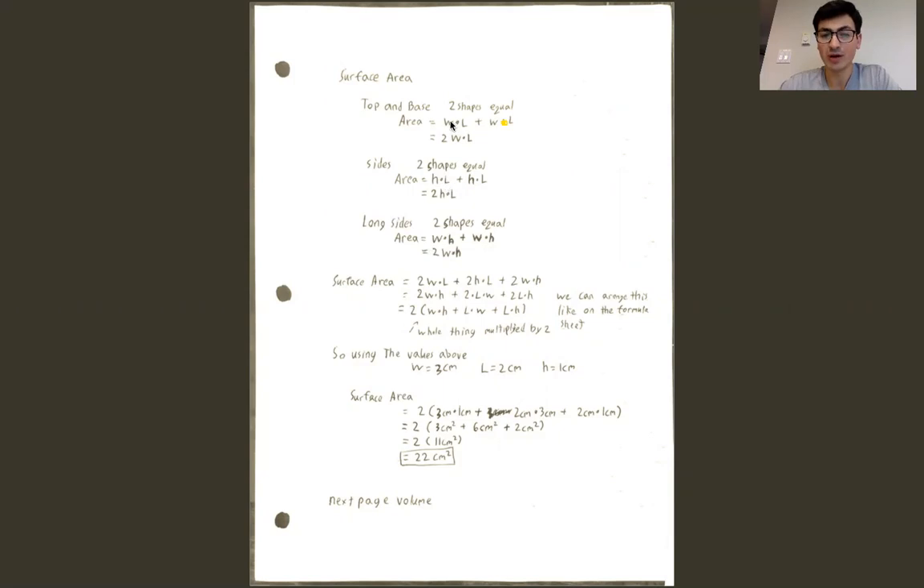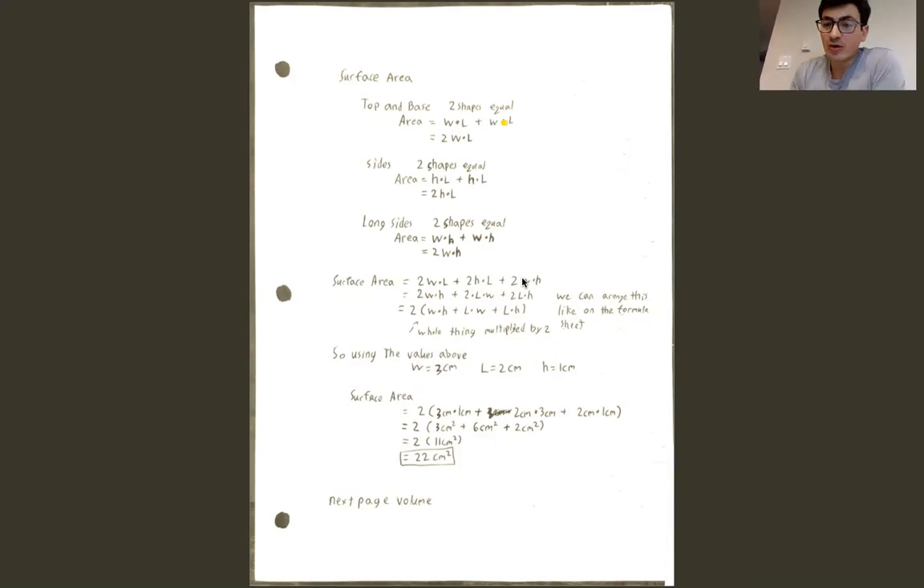So our total area is going to be the area of our top and our base, plus the area of our sides, plus the area of our long sides. So we can write this as 2 width times length, plus 2 height times length, plus 2 width times height. Now these are going to be the areas of the 6 total faces we have of our shape, and adding together we get the surface area of our 3-dimensional box.